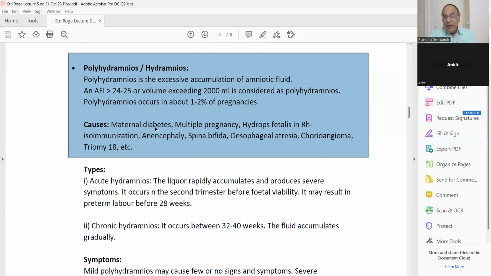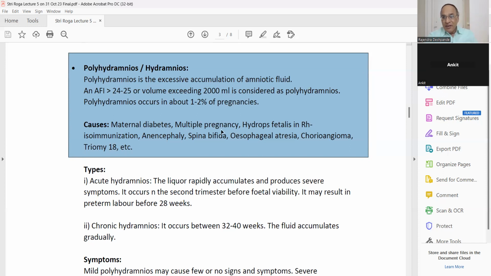What are the causes? There may be diabetes in the mother. Please write down, it is called gestational diabetes, GESTATIONAL, another word for maternal diabetes. Write DM in capital, diabetes mellitus, Madhumeha, where blood sugar is more. So this is regarding the mother.